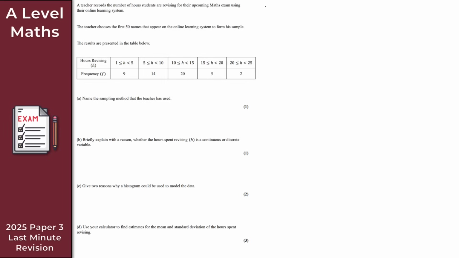So for the first part of this question, part A, all we want to do is name the sampling method that the teacher has used. Hopefully you recognize straight away that if the teacher chooses the first 50 names that appear on the list, this is simply opportunity or convenience sampling, whichever you prefer to call it. They are the same thing. You don't have to give both, by the way. Just one of those is absolutely fine.